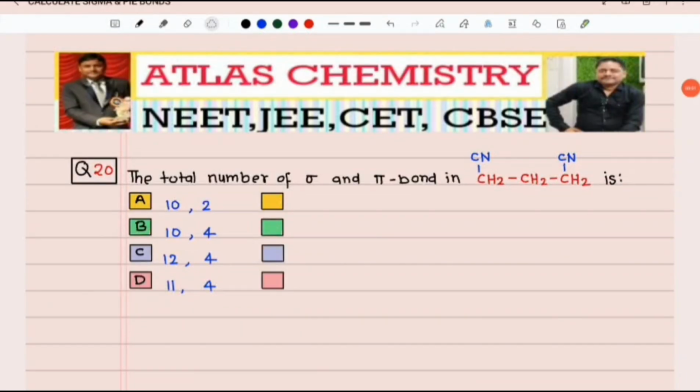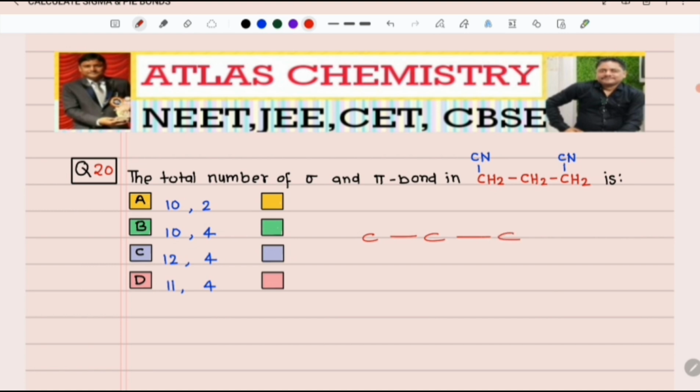Question number 20. The total number of sigma bond and pi bonds in given compound is. So the options are 10 sigma bond 2 pi bond, 10 sigma 4 pi bond, 12 sigma 4 pi bond, 11 sigma और 4 pi bonds. तो सबसे पहले हम लोग इस मॉलिक्यूल का स्ट्रक्चर लिखेंगे. सो इसमें 3 कार्बन है जो आपस में डायरेक्टली अटैच्ड हैं. सो 1, 2 और 3.